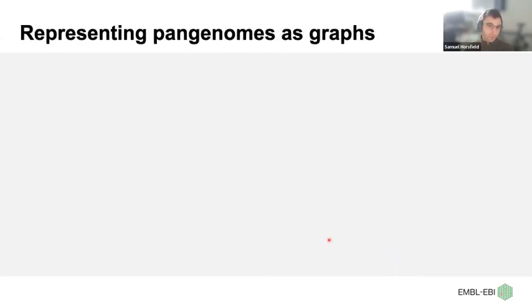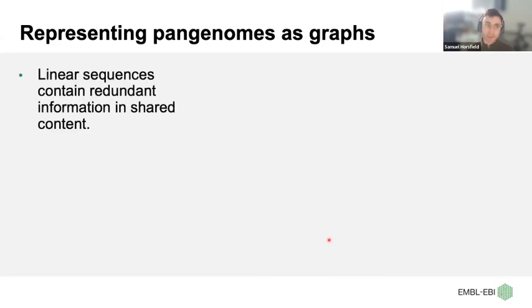Now, why would we want to represent a pangenome as a graph? So a pangenome is a collection of all of the genomic diversity in the population, but there's multiple different ways we can represent this. Conventionally, before the advent of pangenome graphs, we would tend to represent collections of genomic diversity just as collections of linear sequences, as you would do looking at a normal genome.